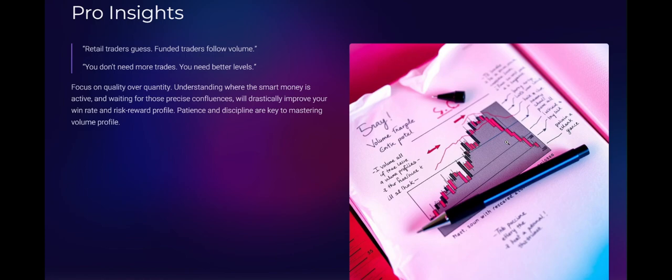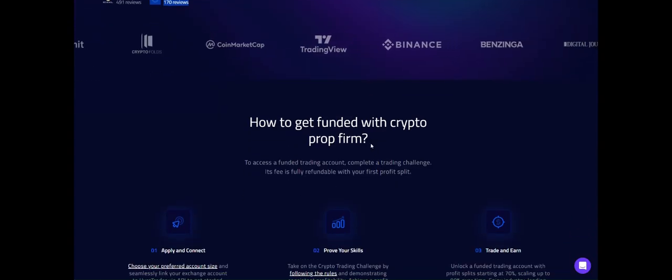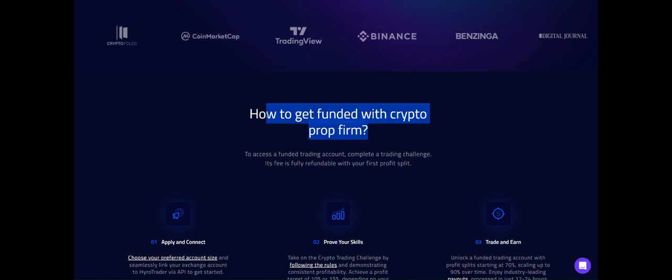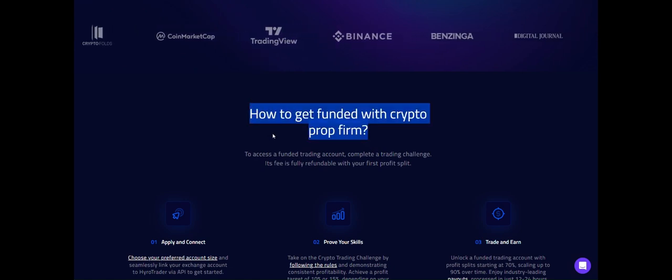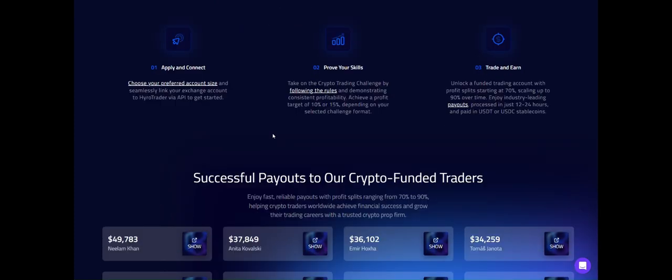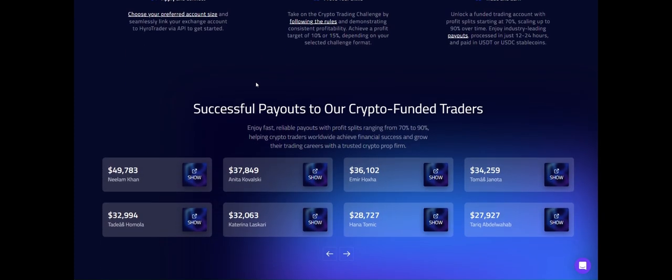At HighRowTrader.com, traders who master this approach don't just chase green candles. They wait, they align confluences, and they execute only when the money is clearly visible.